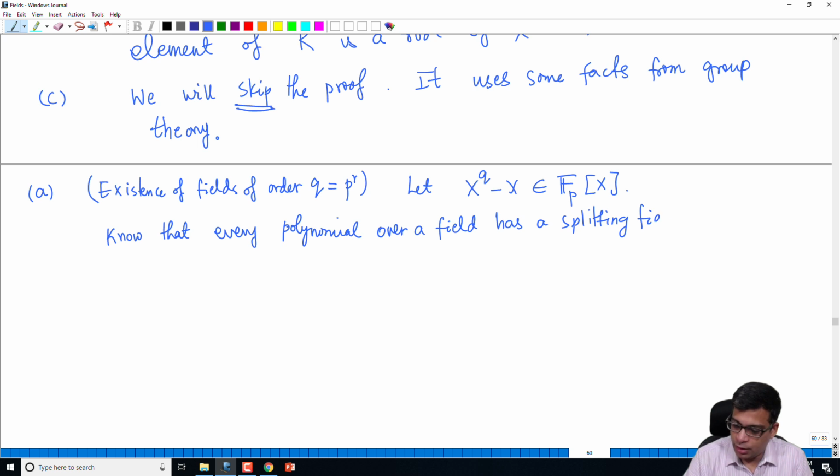If you go back and look at that splitting fields video, you will see that we proved that in general capital F was any field, small f was any polynomial, and we constructed a splitting field. So that was not specific to finite fields or infinite fields or anything like that. So we will apply that to Fp and x power q minus x. So let L be a splitting field.